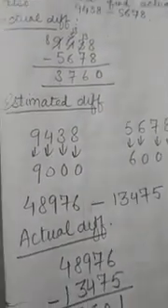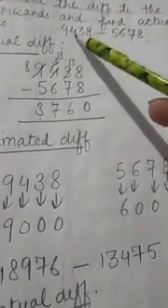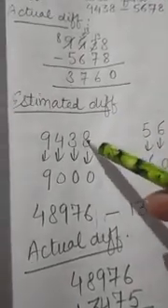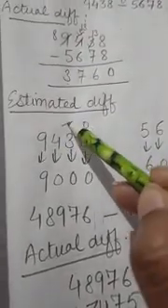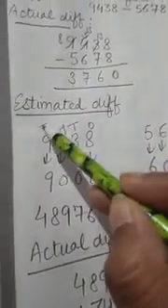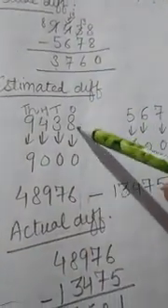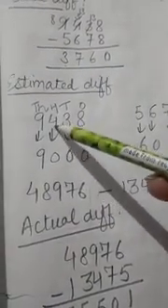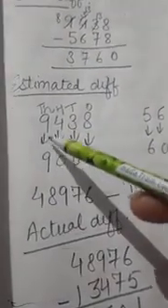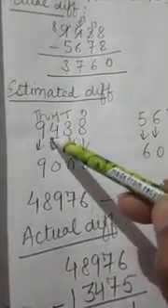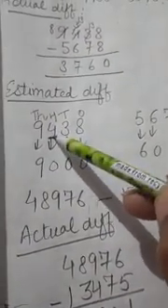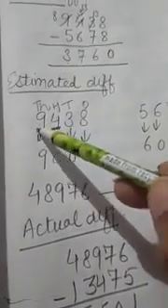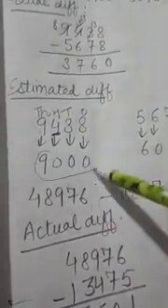Now how to find out the estimated difference? Firstly, 9438 will be estimated to the nearest thousands. It is ones place digit, it is tens place digit, it is hundreds place digit, it is thousands place digit. Ones, tens and hundreds place digits will become 0, and thousands place digit will be written according to hundreds place, and hundreds place digit is less than 5, so thousands place digit 9 will remain 9 only, so we got 9000.